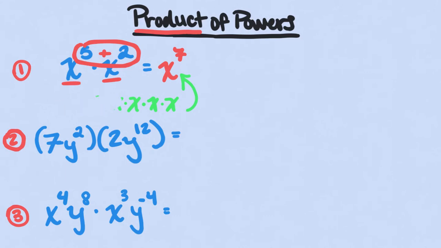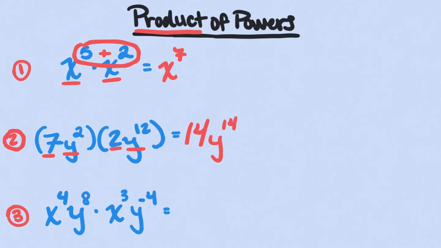All right, so let's go ahead and move on to the next one now. They're going to get increasingly more challenging, just with a few more components to them. So let's look at the next one. So we have 7y to the 2nd power times 2y to the 12th power. Now, we can just go ahead and multiply our coefficient values. So 7 times 2 is going to be 14. Then we see we have y to the 2nd power and y to the 12th power. Those share the same base. So again, what are we going to do with those exponents? Well, we're going to add them. So we get 14y to the 14th power. And that would be our answer right there.